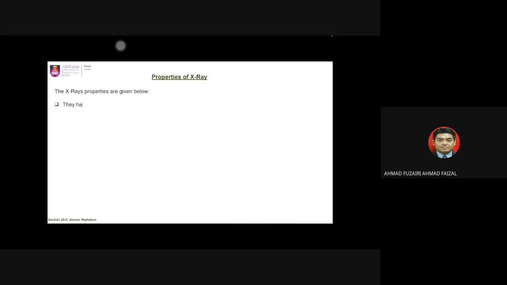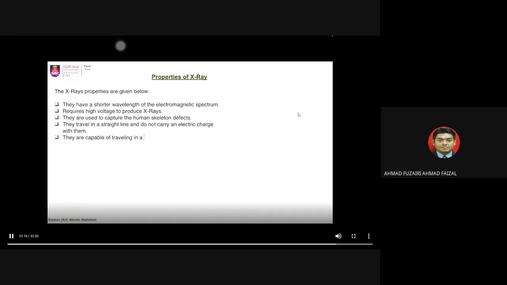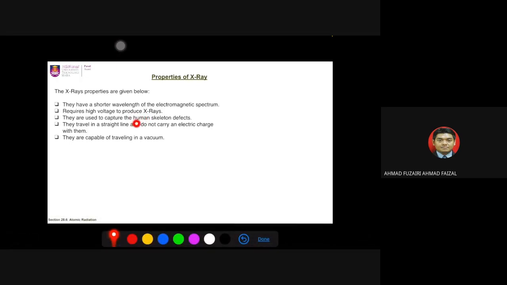Properties of X-ray. The X-ray's properties are given below. They have a shorter wavelength in the electromagnetic spectrum. They require high voltage to be produced. They are used to capture human skeleton defects. They travel in a straight line and do not carry any electric charge. They are capable of traveling in vacuum.